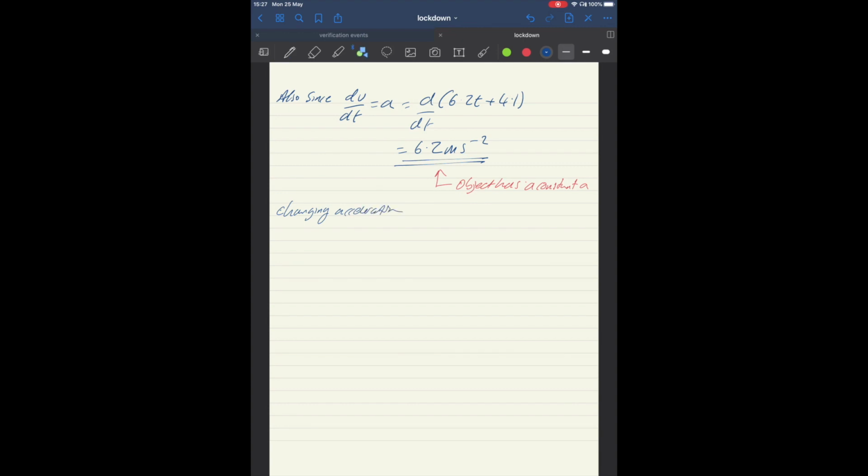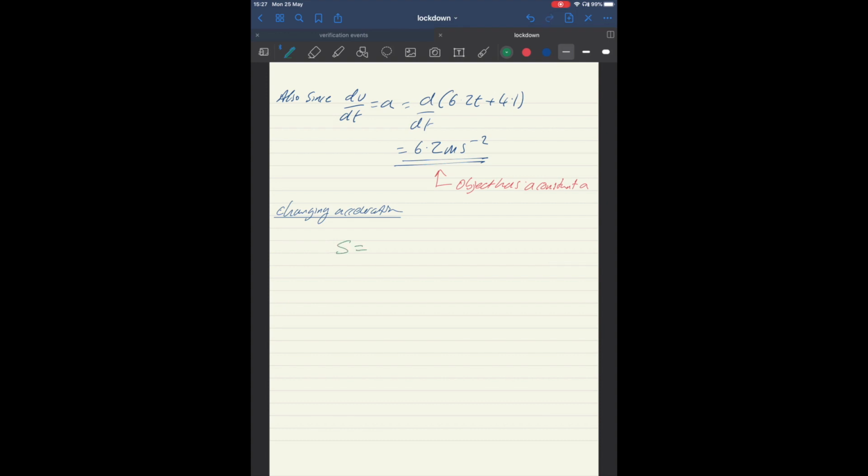What do you think? Just as you're going through this, how would the expression look for S as a changing acceleration? What would be different about it compared to the one we've just done? Give it a few seconds, pause the video, have a think.